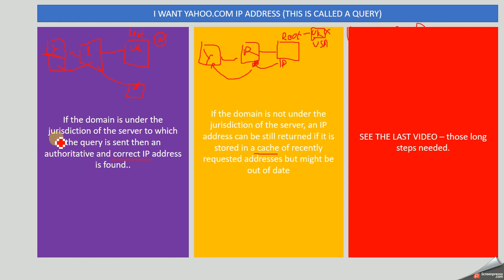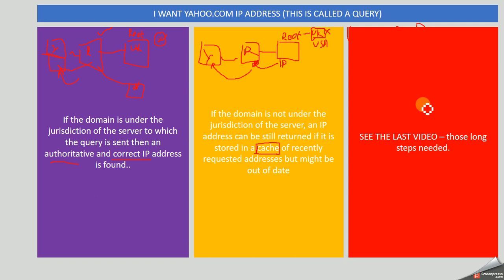If the domain is under the jurisdiction of the server, in the right country, in the right place, then the correct IP address can be found and sent back to the computer. If it's not, and it's in a different jurisdiction, then they still might have an IP address, but that IP address might be out of date. So it's stored in a cache.